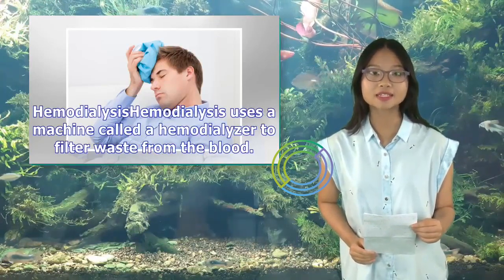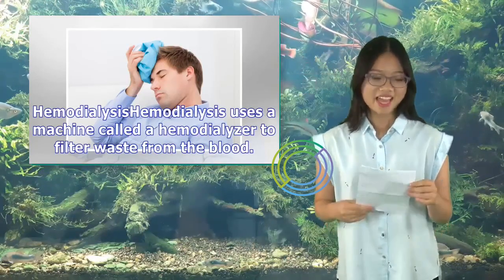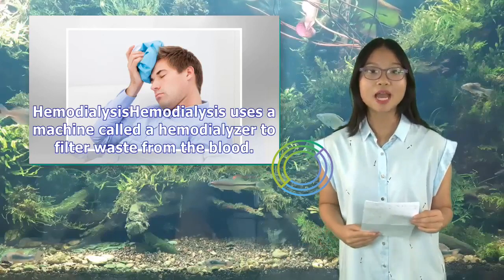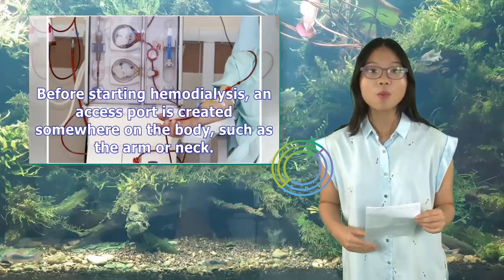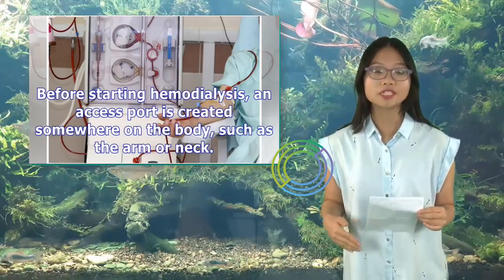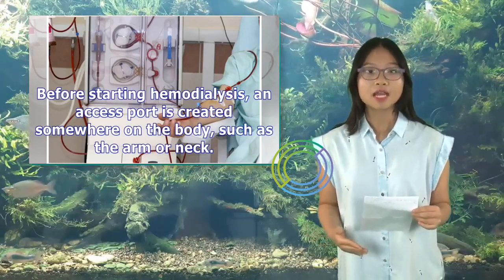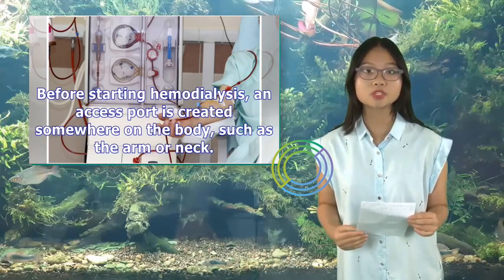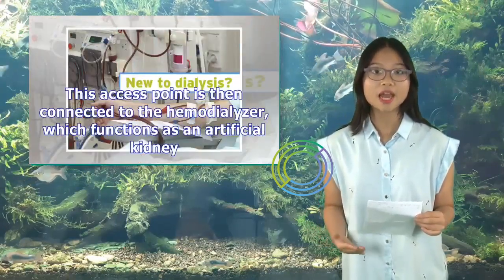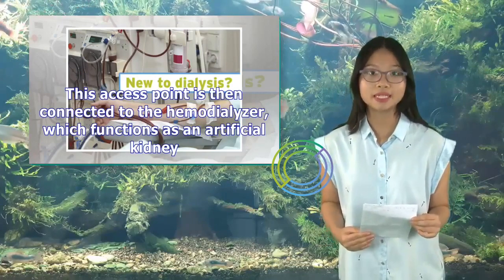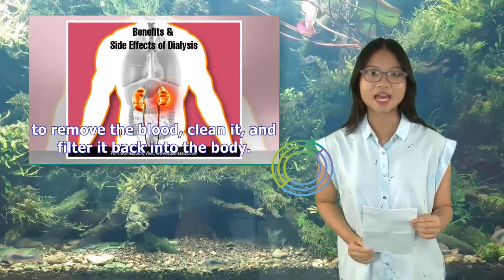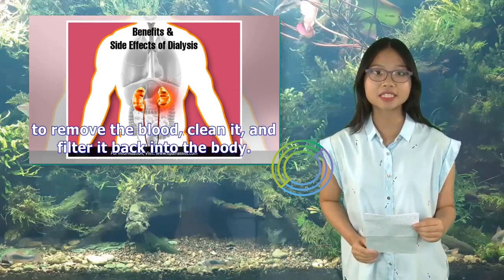Hemodialysis. Hemodialysis uses a machine called a hemodialyzer to filter waste from the blood. Before starting hemodialysis, an access port is created somewhere on the body, such as the arm or neck. This access point is then connected to the hemodialyzer, which functions as an artificial kidney, to remove the blood, clean it, and filter it back into the body.